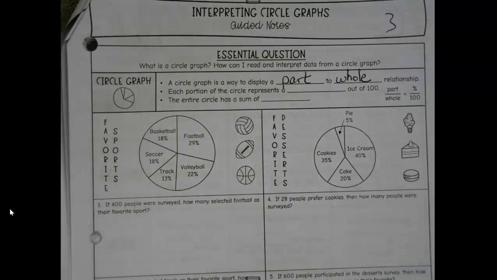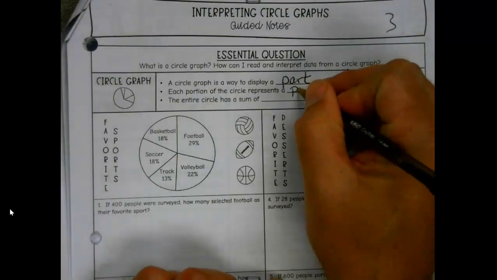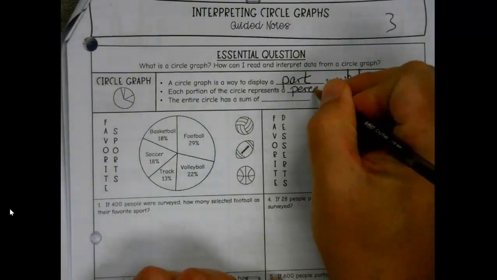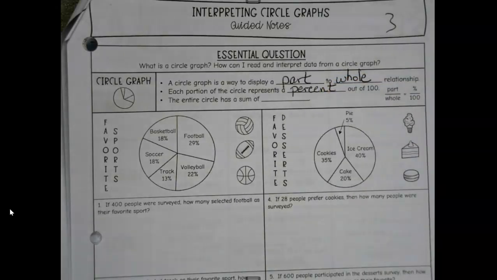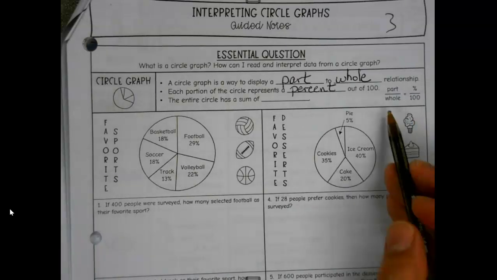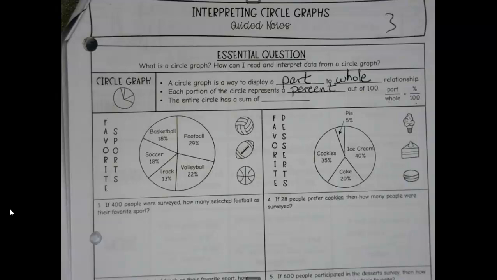So every portion of the circle represents a percent out of 100. So kind of like what we see here. It can be a proportion. We saw a little bit of that yesterday. But we also can do it as a decimal and multiply by 100. So you have options again.